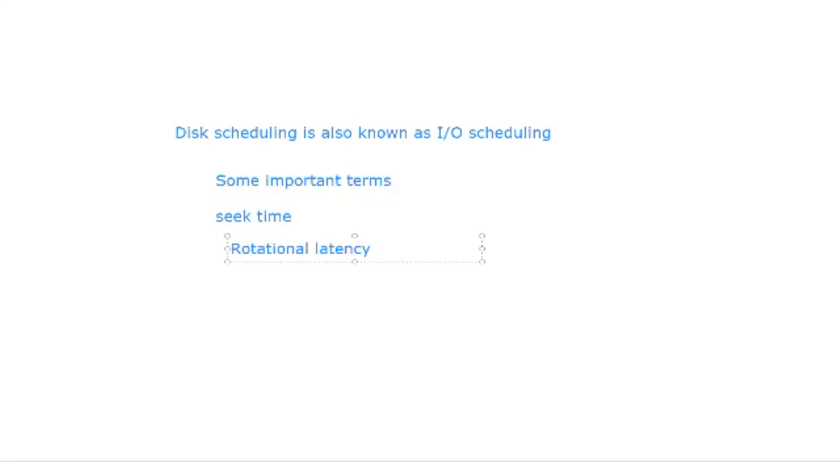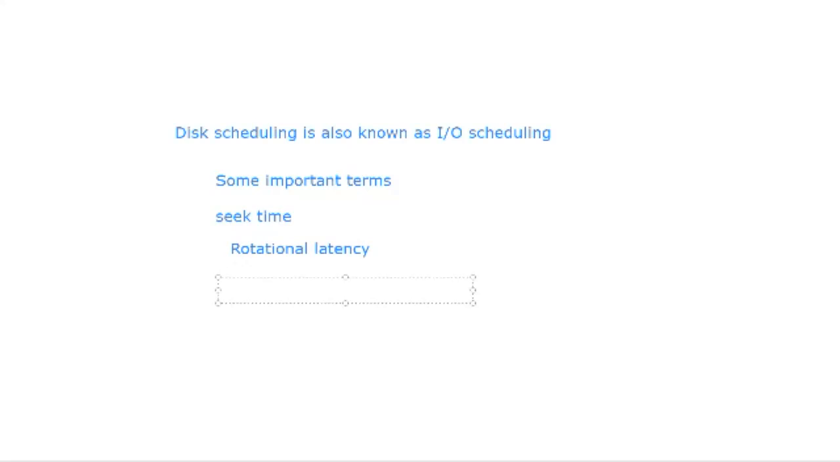Rotational latency is the time taken by the desired sector of the disk to rotate into position. So the disk scheduling algorithm that gives minimum rotational latency is better. And then the next term, what is the next term?